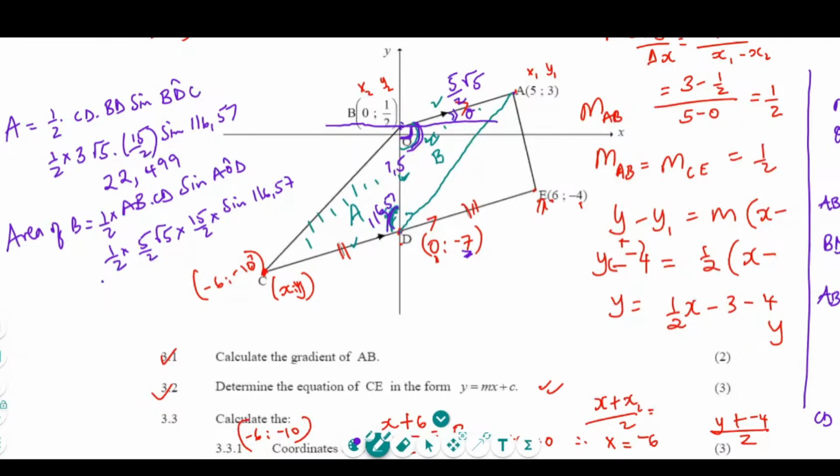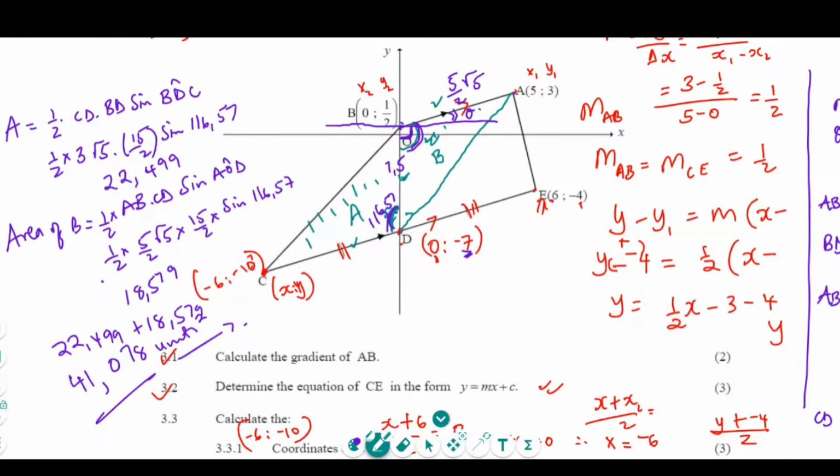18,57, and then all I'll have to do is add the 22,499 plus the 18,579. Then I'm having 41,078. That is units squared. This question just looks long. Okay, so that is what we have to do for us to determine the area of that.